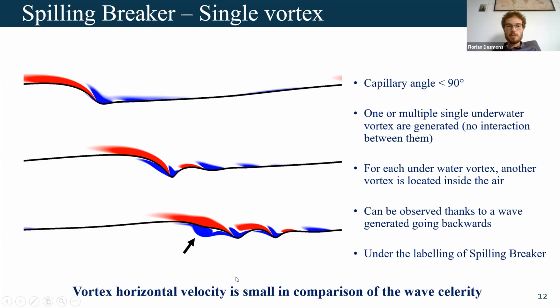And one thing that will be really important for the end is that the vortex generated here have a horizontal velocity which is really small in comparison to the wave velocity, the wave celerity. So it means that this vortex will stay in the same area of its creation.